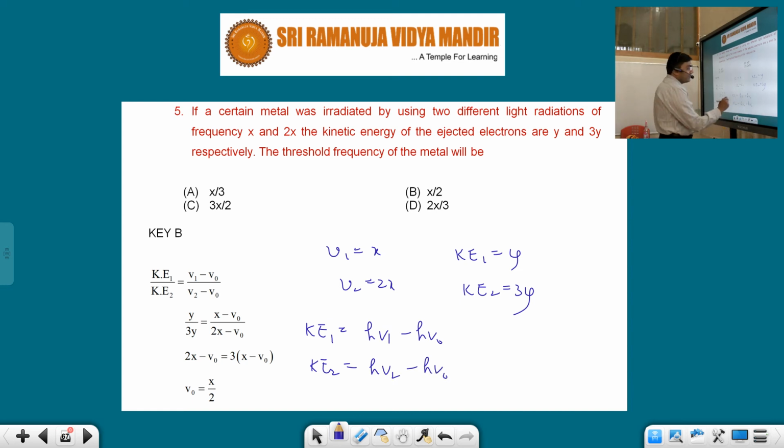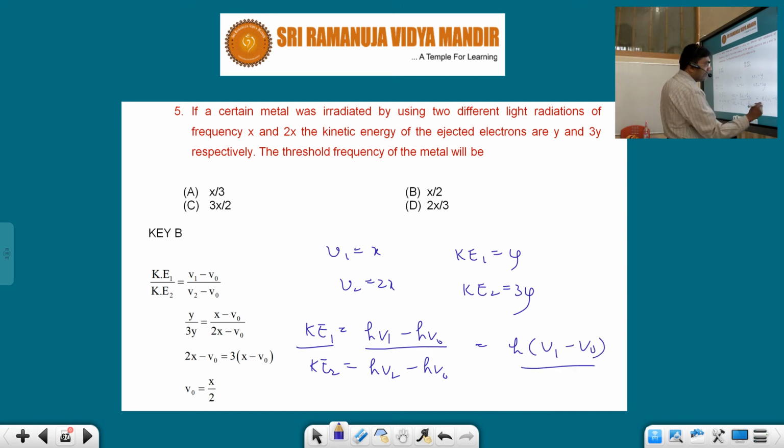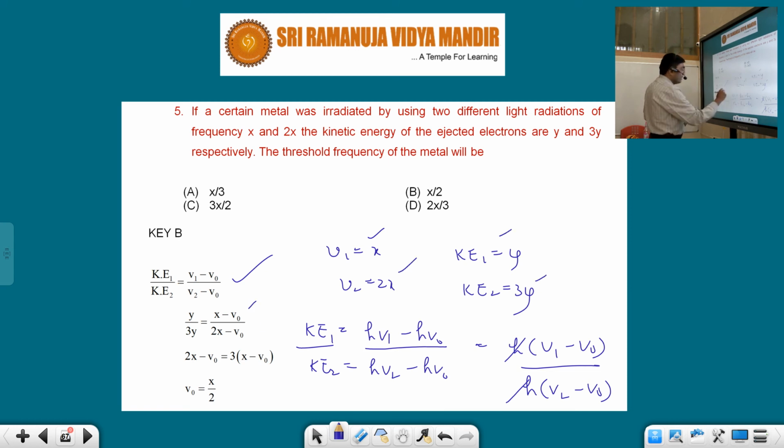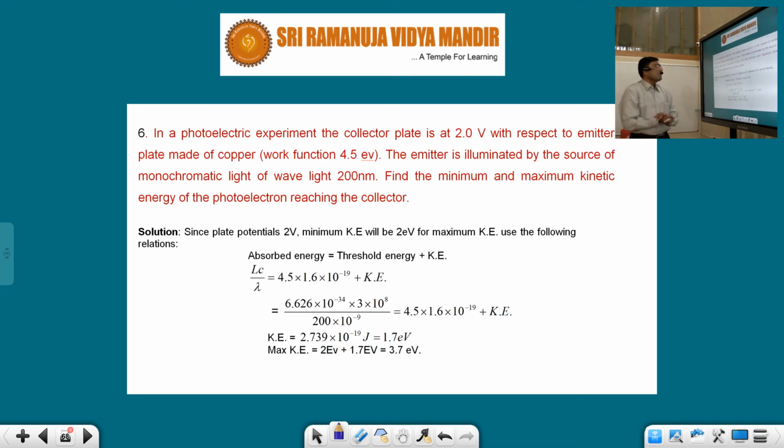Now you can divide these two. Take h common, h gets cancelled. So here h into ν₁ minus ν₀ by h into ν₂ minus ν₀. So this gets cancelled, and you get this equation. Simply substitute all these values here, then you will get the threshold frequency. Now let us see the next question.